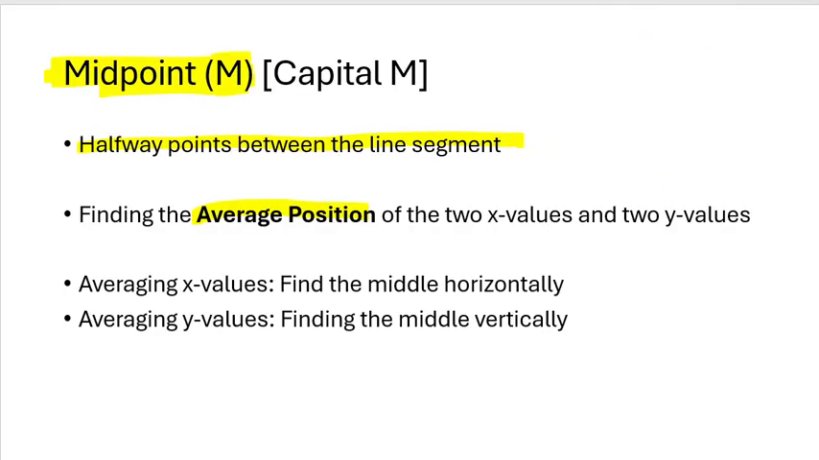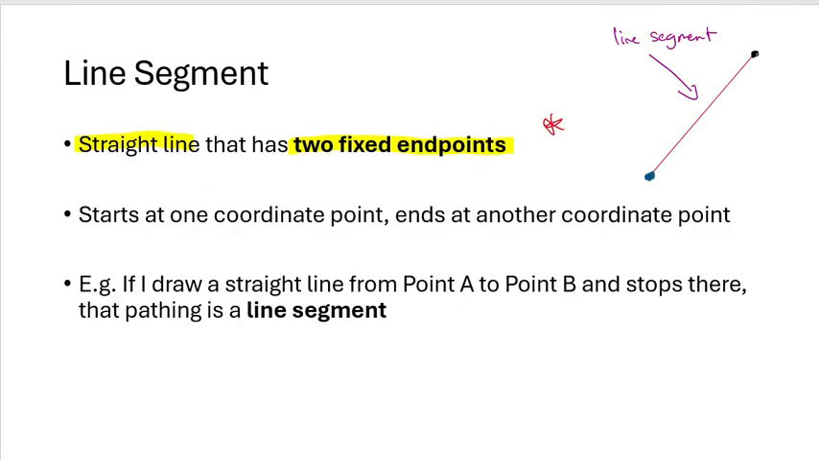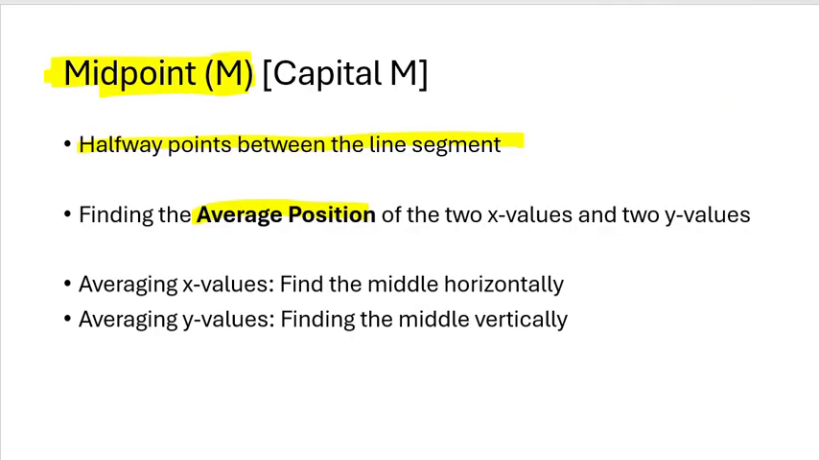Now, the first skill you need to learn is finding the midpoint. So the midpoint is pretty much the halfway point of the line segment. So if you have a look at the line here, I'm pretty much finding the middle coordinate point that lies somewhere around here, you know? So we're trying to find that coordinate point specifically. Now, to do that is very easy. You are just finding the average position of the 2 x values and the 2 y values, okay?